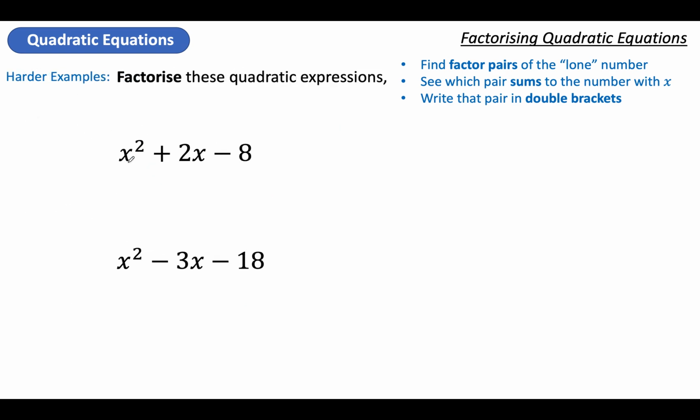Let's try something a bit harder. So harder examples. Now, it's always the same thing. You do the same thing every time. So it's always those factor pairs. So 1 times 8 makes 8. 2 times 4 makes 8.